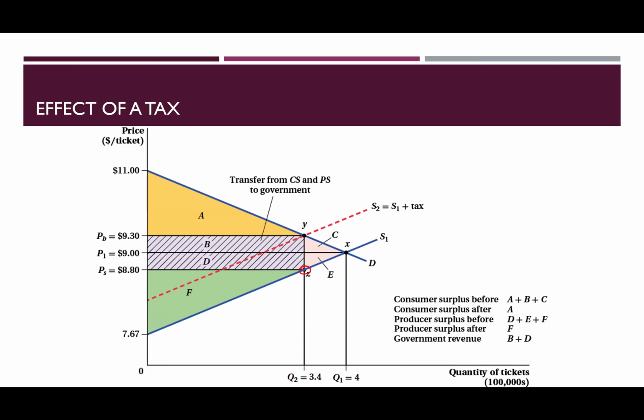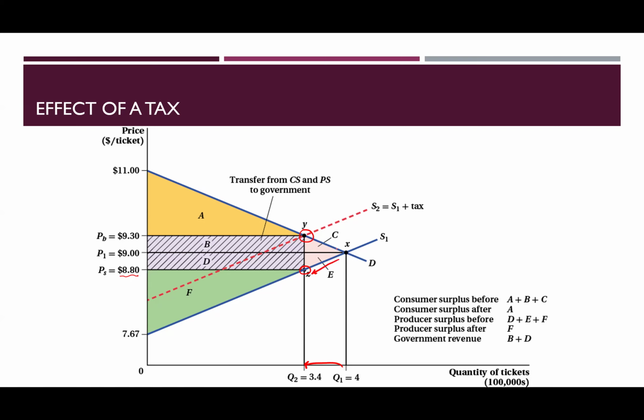So when that tax is imposed, the price goes up for consumers to $9.30. They reduce how much they want to consume from 400,000 to 340,000. And sellers receive the amount that buyers pay minus the tax. And so in this case, they only receive $8.80. So because for them that price effectively falls, they're also reducing their provision of tickets. So quantity supplied of tickets also falls down to 340,000 from 400,000.